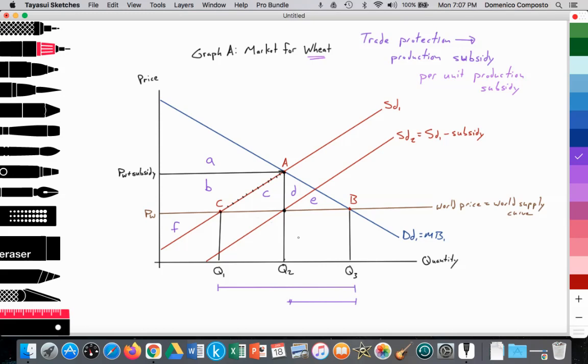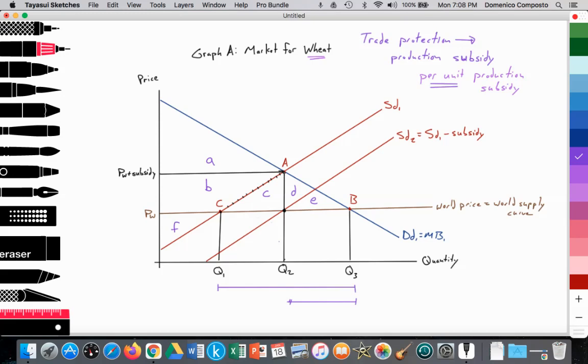Perhaps this nation is concerned that they're becoming increasingly dependent on other nations for their wheat supply. This raises perhaps national security and food security concerns. Thus, the national government decides to apply a production subsidy to encourage more domestic wheat production. Assuming a per unit production subsidy, for each unit of wheat produced, perhaps for each metric ton, farmers get a fixed amount of subsidy. This leads to an increase in the quantity supplied from Q1 to Q2 along its supply curve from point C to point A.